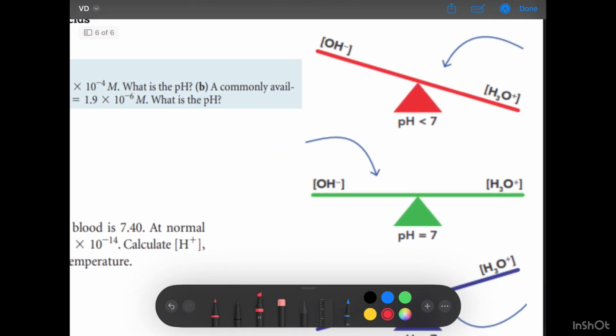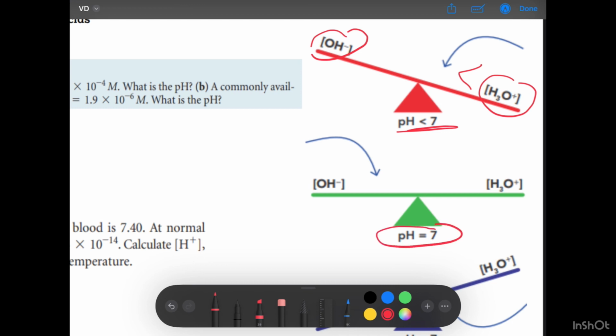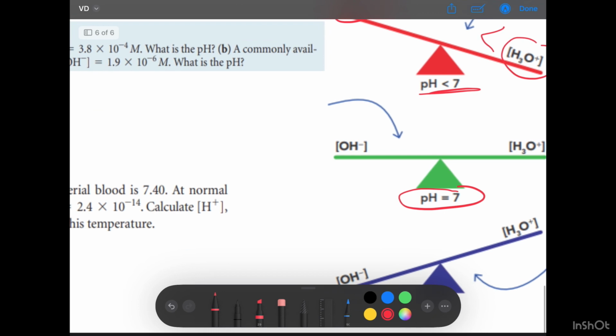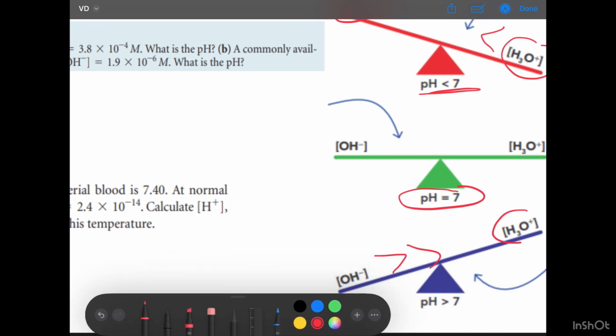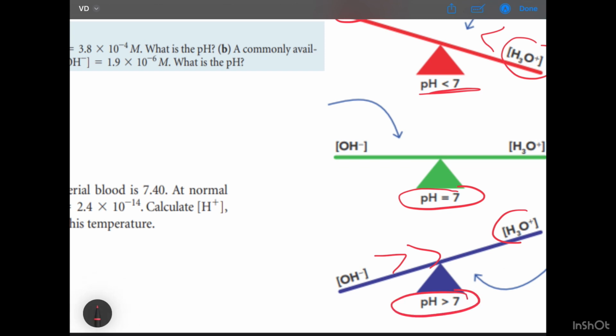If you look at this figure, if the H3O+ is greater than the concentration of OH⁻, then it's going to be acidic, and acidic solutions have pH values of less than 7. If they are equal, the pH is 7. On the other hand, if the OH⁻ is greater than the hydronium ion, then the pH is greater than 7, which means this is basic. The upper one here is acidic, and this is neutral for sure.